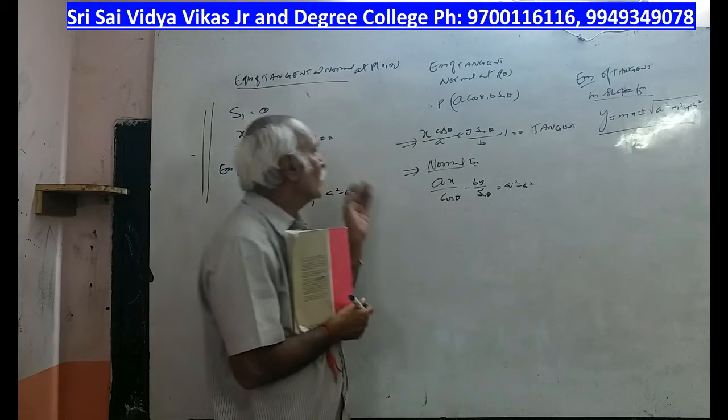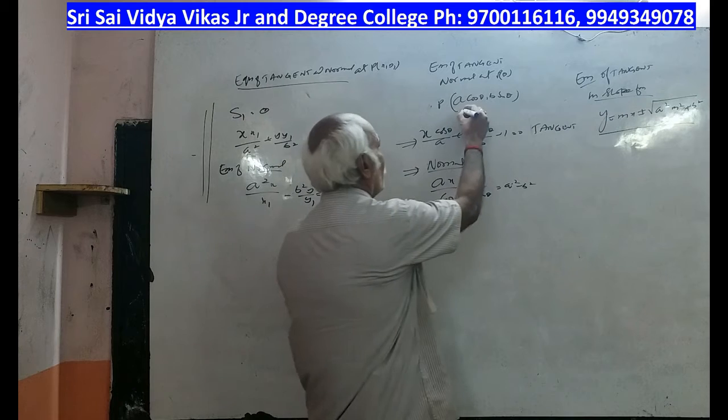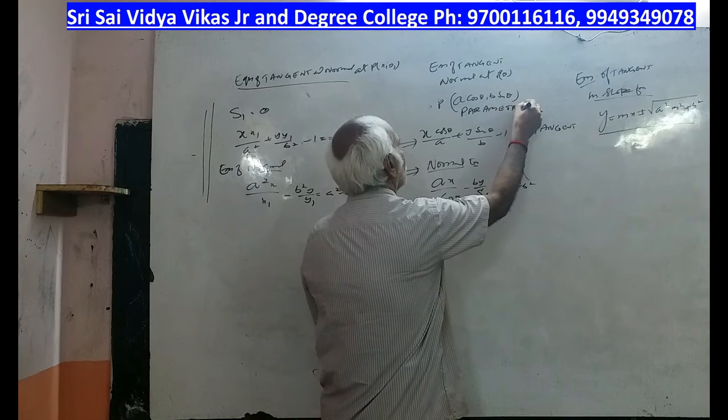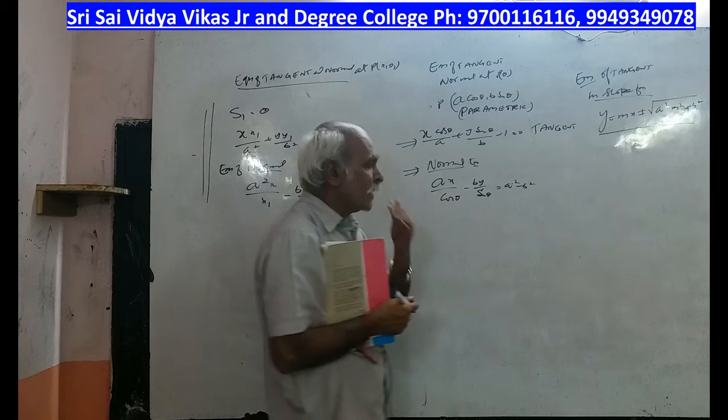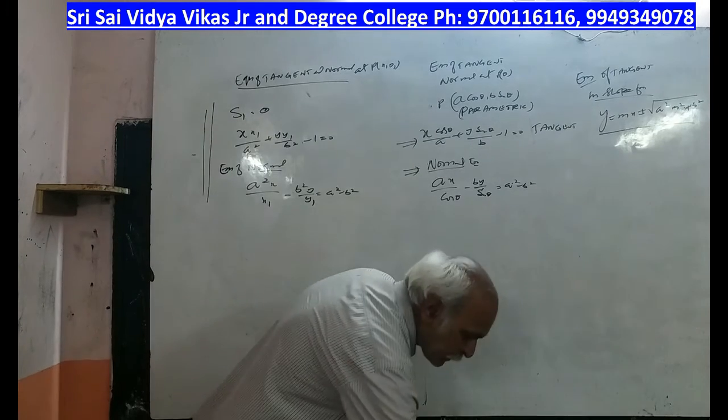So here the equation of tangent at the point, this is what we say parametric formula. And here the equation of tangent in the slope form. These three forms we should know. Okay, let us solve some problems.